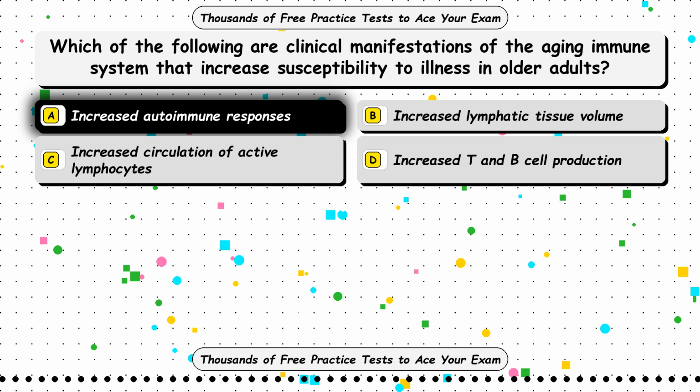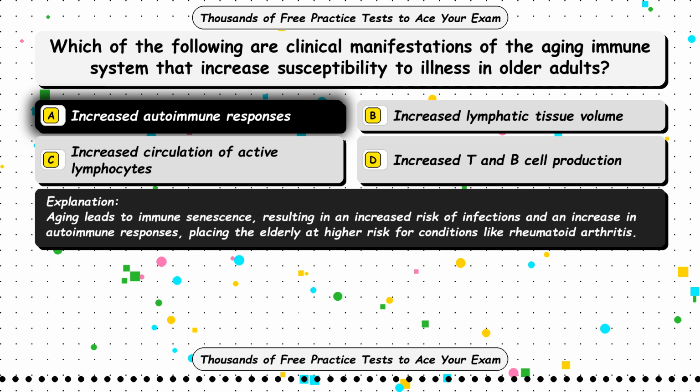The correct answer is option A, increased autoimmune responses. Aging leads to immune senescence, resulting in an increased risk of infections and an increase in autoimmune responses, placing the elderly at higher risk for conditions like rheumatoid arthritis.